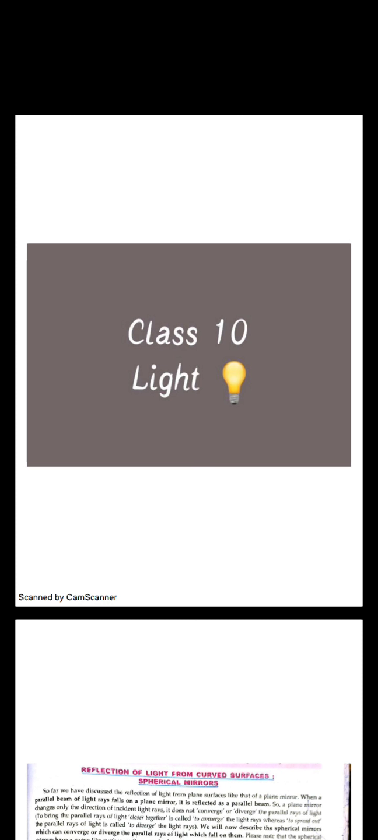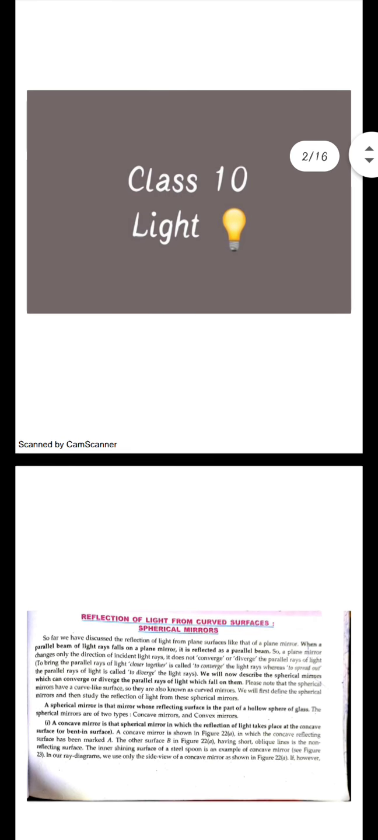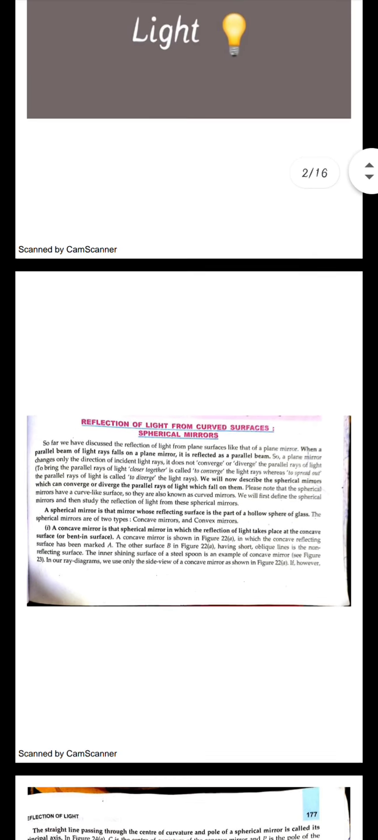In the previous classes, we were learning about chapter 10, that is light. Here we have seen what light is, what the properties of light are, and the phenomena of light, that is reflection and refraction. We have seen that the bouncing back of light rays from a medium is said to be reflection, and whenever light rays pass from one medium to another medium, this passage is said to be refraction, right?